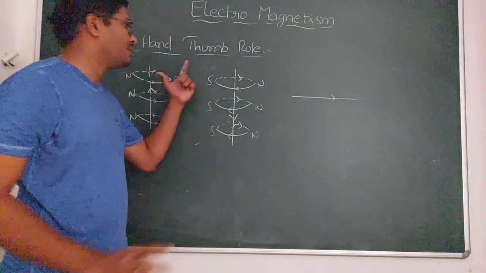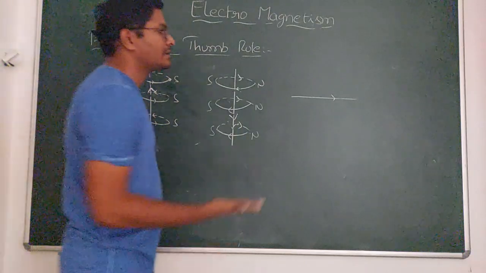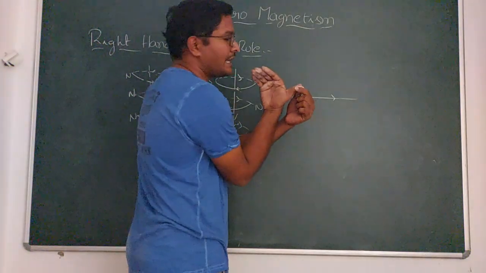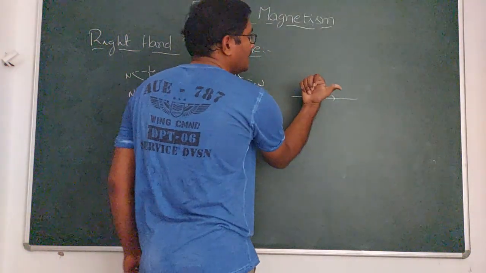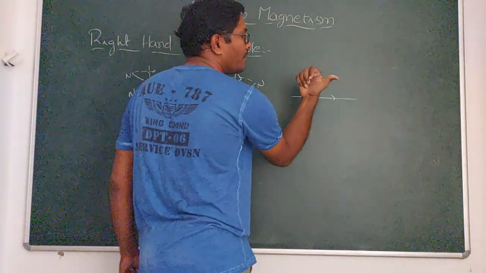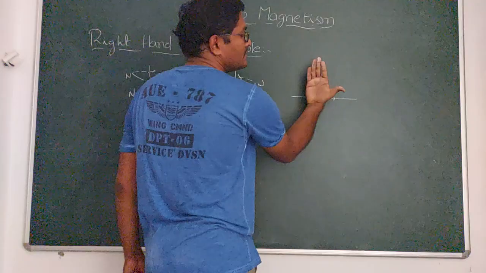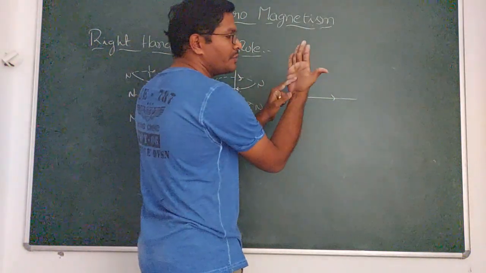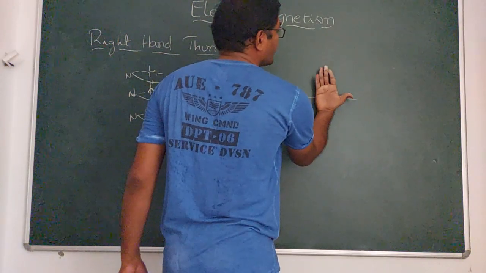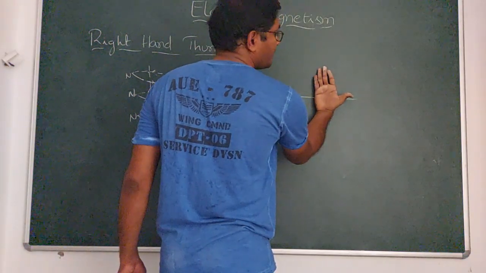So then, same, use the right hand thumb rule such that your thumb should show the direction of the current. Ee thumb em chupichali meeku direction of the current chupichali. Then open your palm, mee palm open cheskovali. So this should be open like this. Then the curl of your fingers shows the direction of the magnetic field.